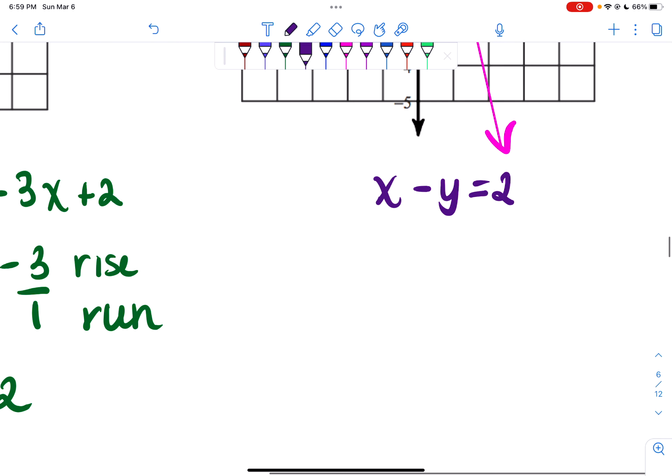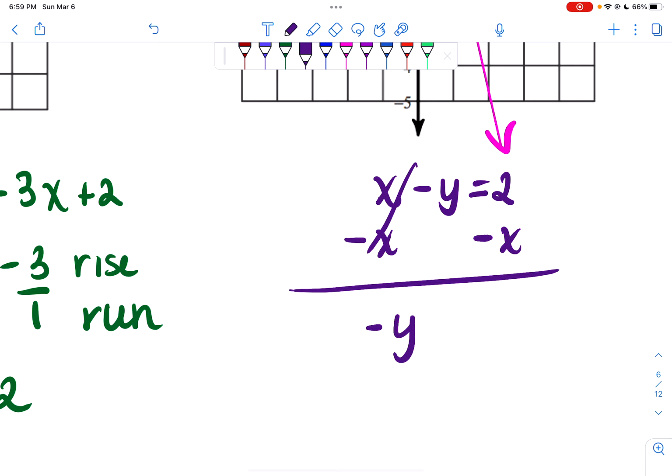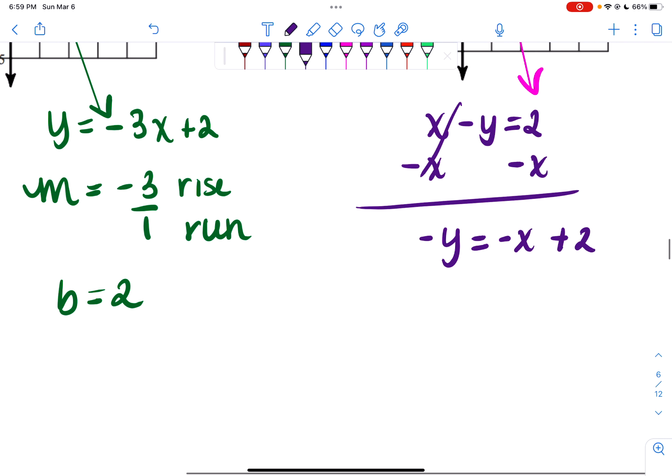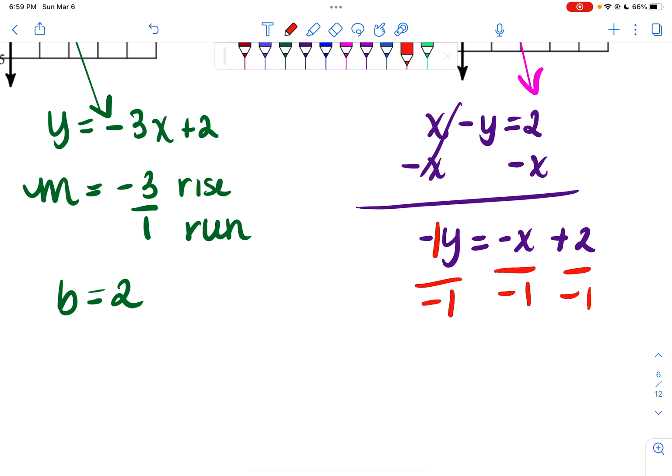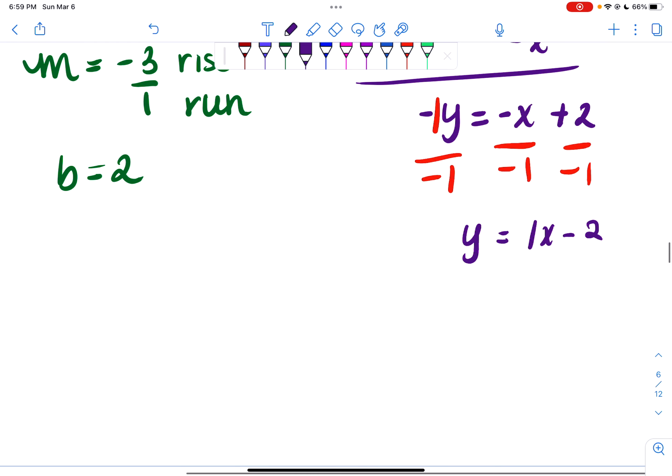I subtract x from both sides because, again, I want to get it in y equals form. So I have negative y equals negative x plus 2. And then I divide by the negative 1 in front of my y. So negative 1, negative 1, negative 1. And I get y equals, 2 negatives make a positive, so 1x. And then 2 divided by negative 1 is negative 2. So my slope is 1 over 1. And my y-intercept is negative 2.